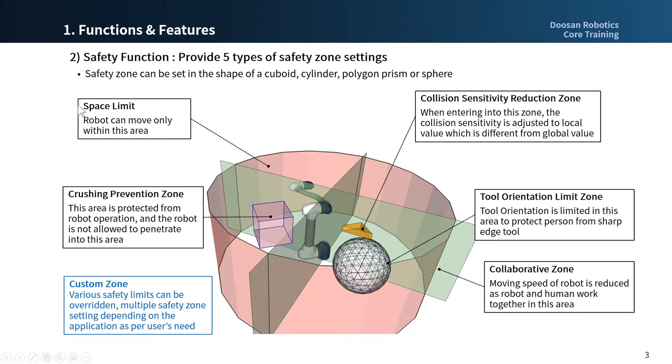First, space limit is a virtual fence. This is the maximum outer area where the robot can move. And the robot can only be operated within this area. Second, the collision sensitivity reduction zone allows the robot to stop insensitively when it collides. Third, the crushing prevention zone is a protected area from robot operation, and the robot is not allowed to intrude into this area.